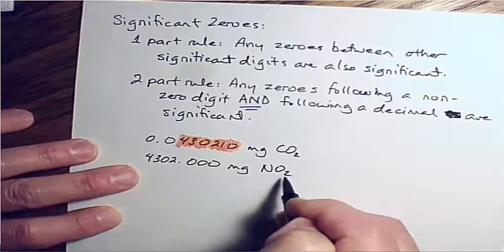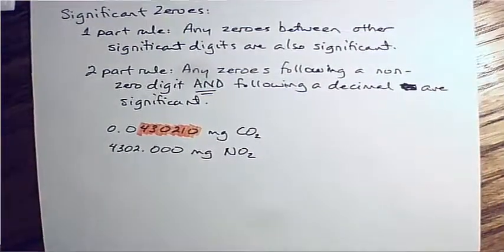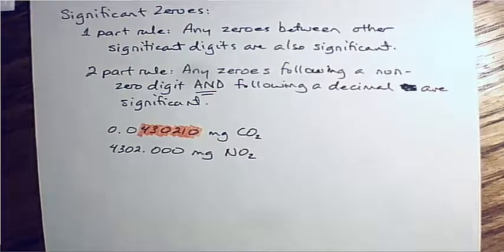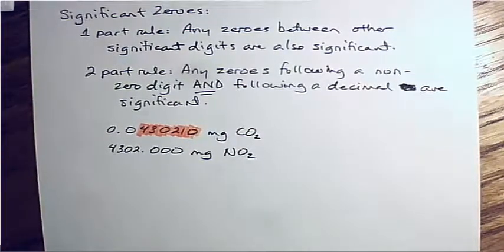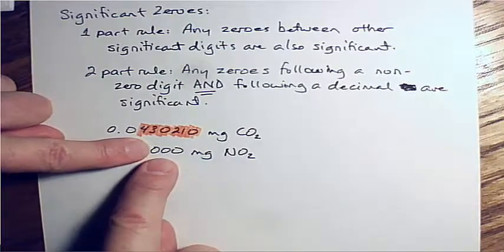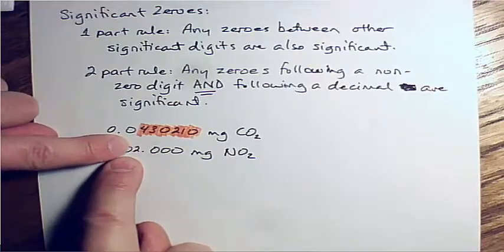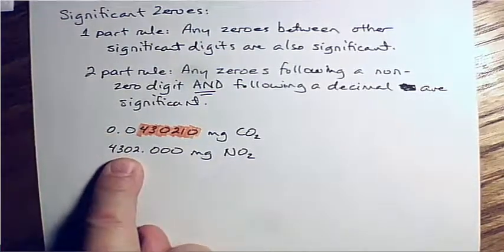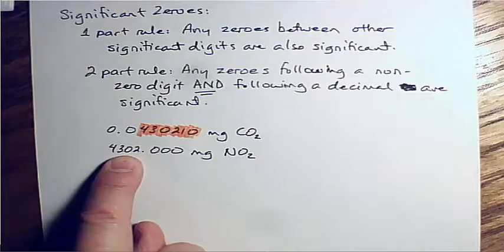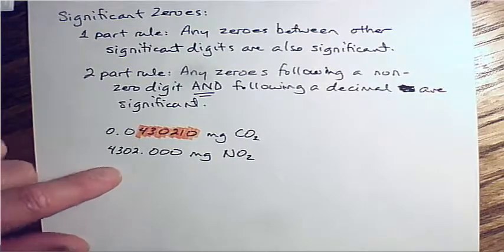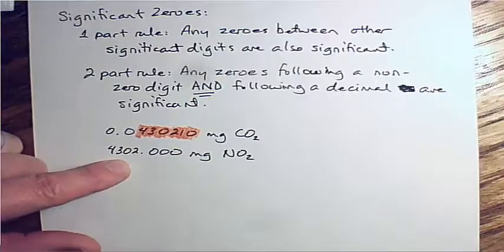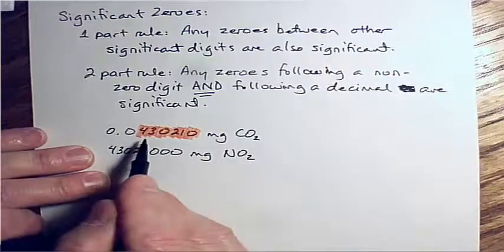4302.000 milligrams of nitrogen dioxide. Okay. How many significant zeros are there? 4 is correct. These 3 zeros are significant because they follow a decimal place and a non-zero digit. And this is a donut hole 0. It's between 2 significant digits. Okay? Does that make sense? Okay, so we got 4 significant zeros and a total of 7 significant digits.